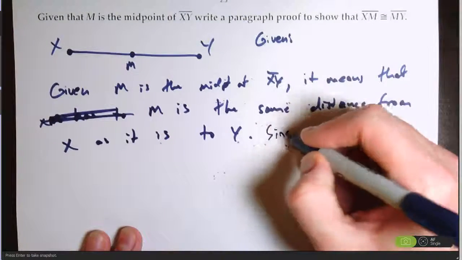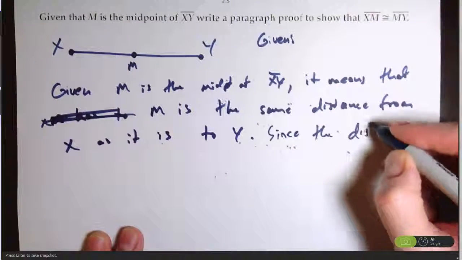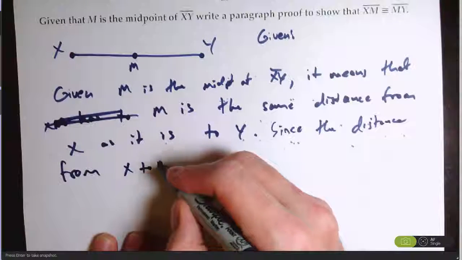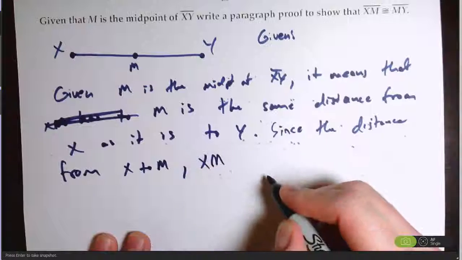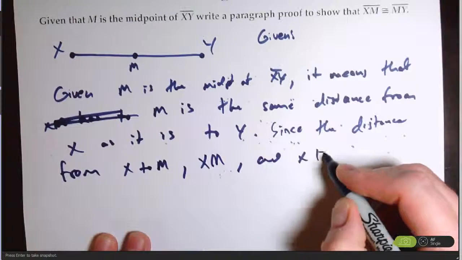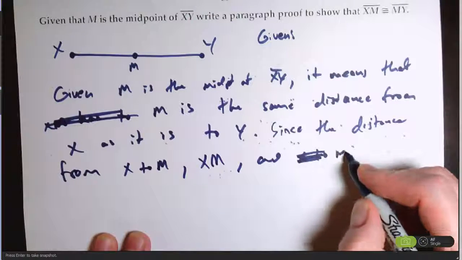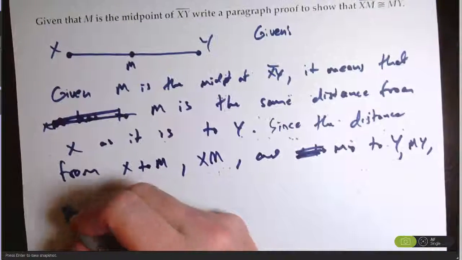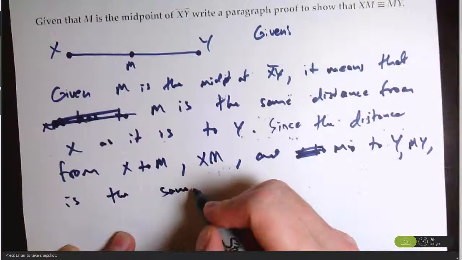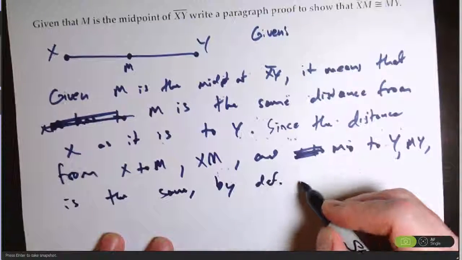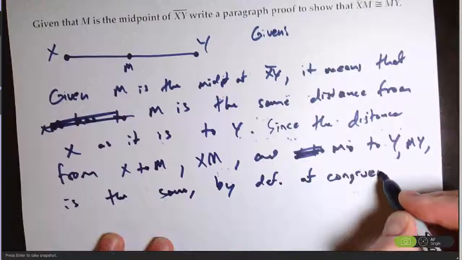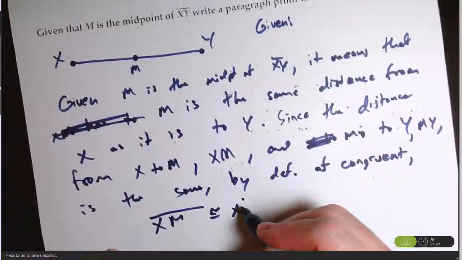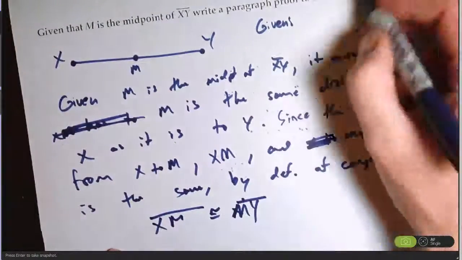Since that happens, since the distance from X to M, which is XM, and M to Y, which is MY, is the same, by definition of congruent, XM is congruent to MY. That's what we're trying to show.